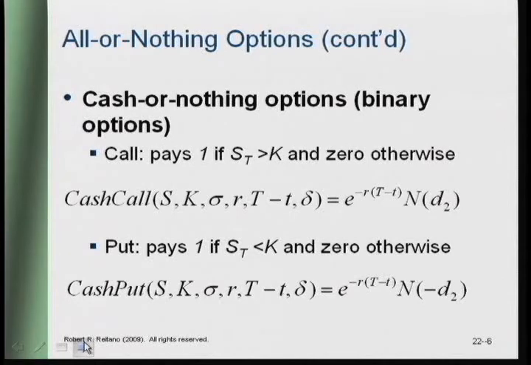A cash or nothing put is identical in the sense that a payment is made when stock prices are below the strike. For a vanilla put, the investor would get a payment of the amount by which the stock price is below the strike at expiry, whereas for this cash or nothing put option, the investor gets $1 if the stock price at expiry is below K.